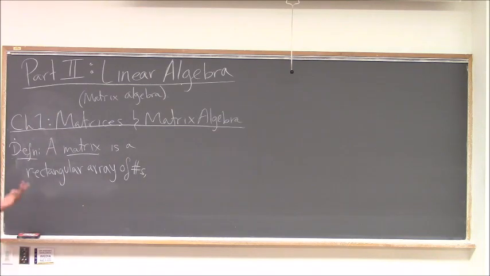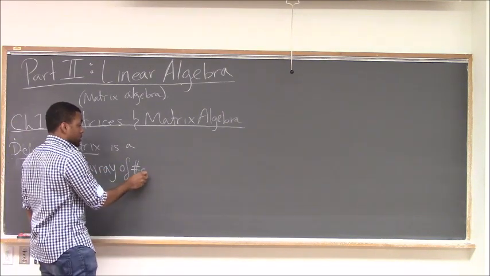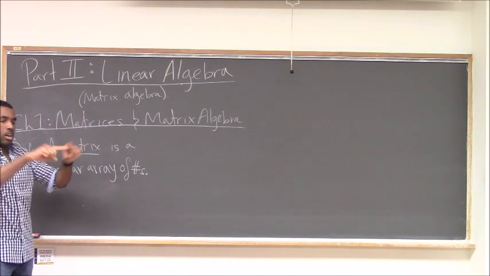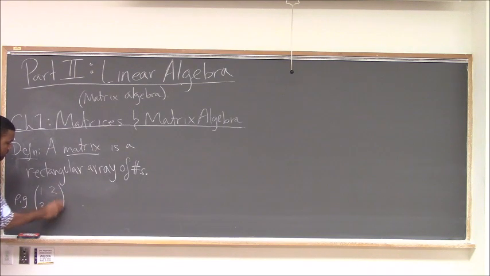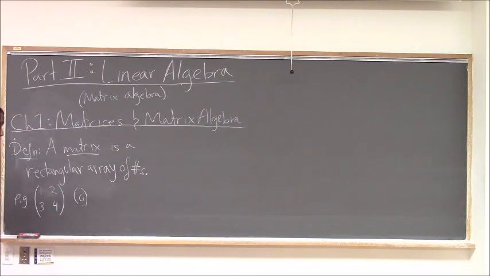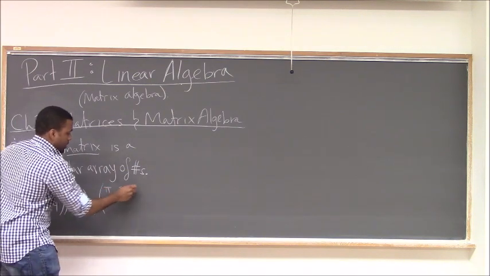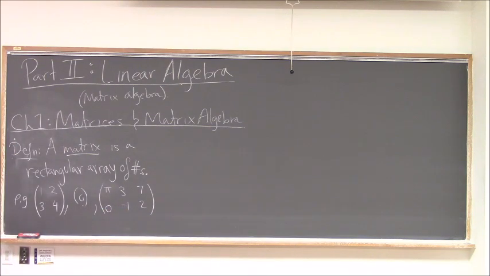Or in mathematical objects in general, but we will only have real number components in our matrices. Okay, and an array shows you that it's talking about something being arranged in rows and columns. So an example is we have these notations. For example, 1, 2, 3, 4 is a matrix. 0 is a matrix. Or pi, 3, 7, 0, minus 1, 2, that is also a matrix.